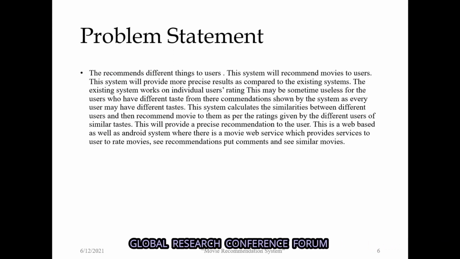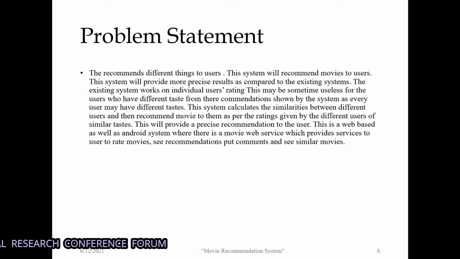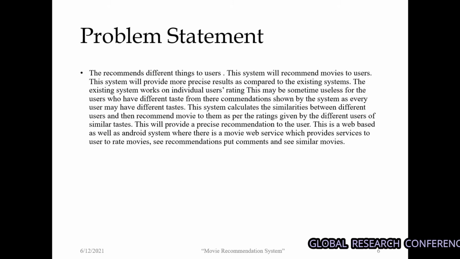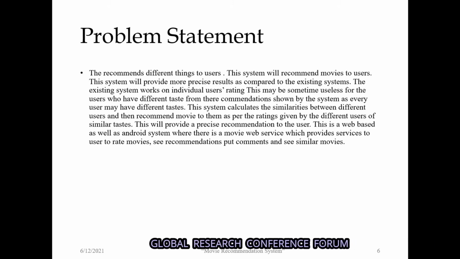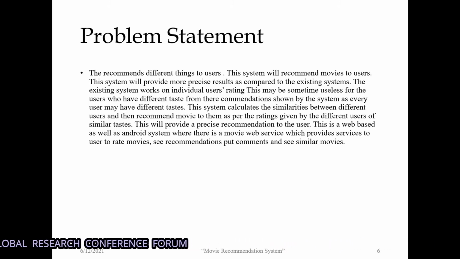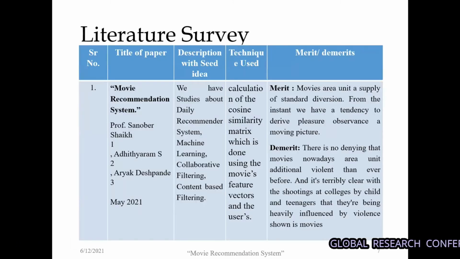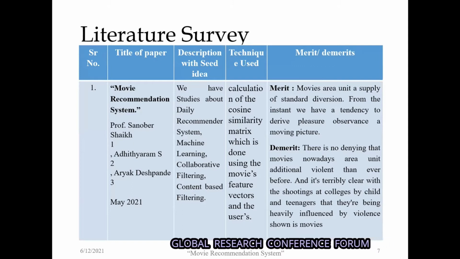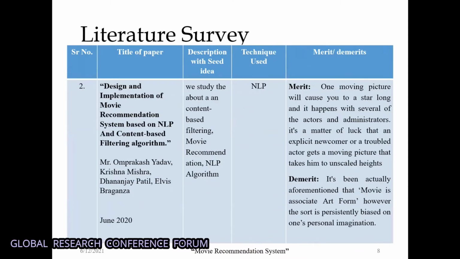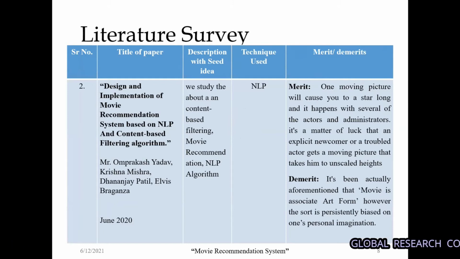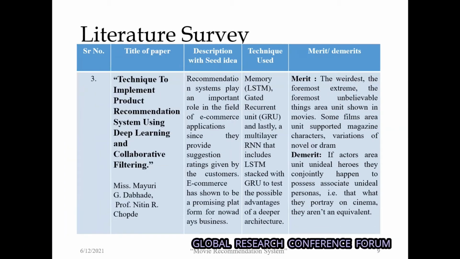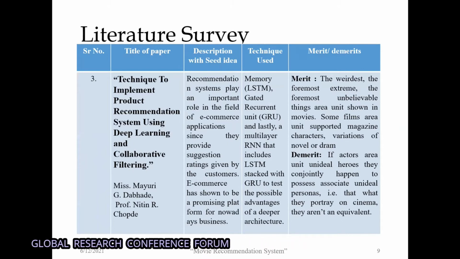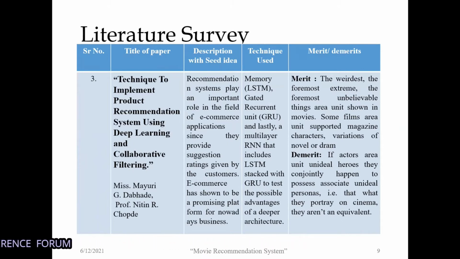Our problem statement: recommender systems recommend different things to users. These systems will recommend movies to users. In short, we recommend movies to users according to their preference. These are the papers we refer to for our literature survey: design and implementation of a movie recommendation system based on NLP and content-based filtering algorithm, and techniques to implement a product recommendation system using deep learning and collaborative filtering.